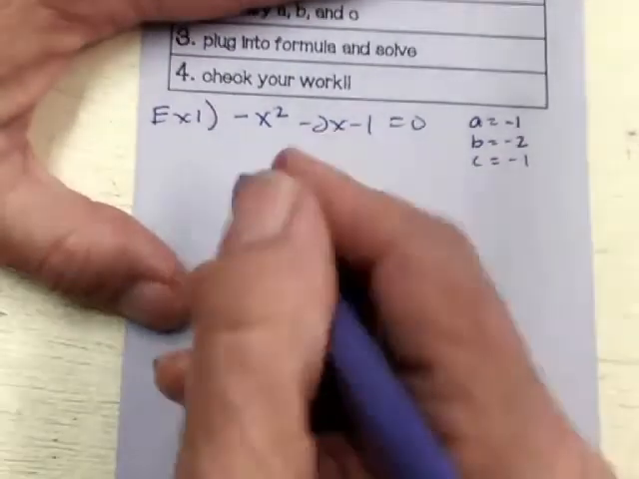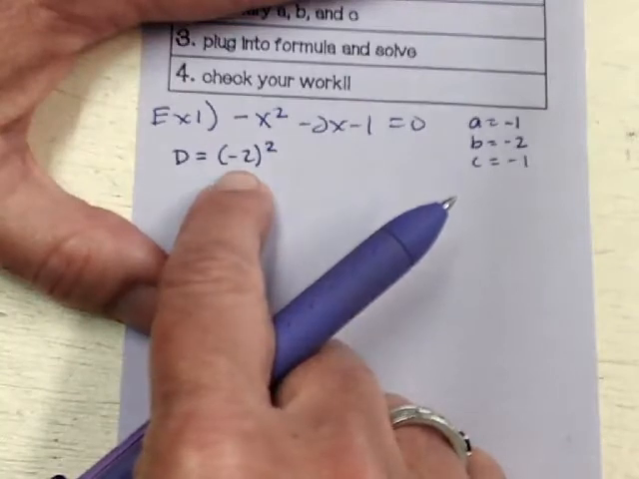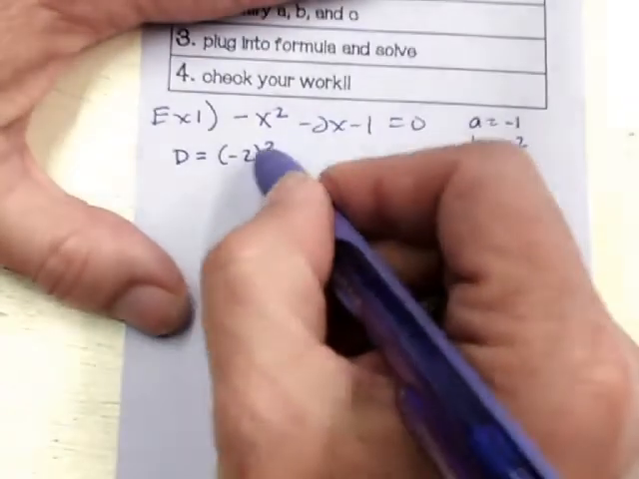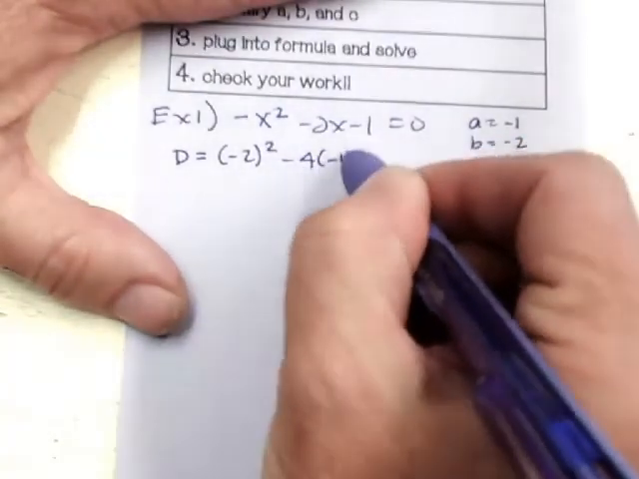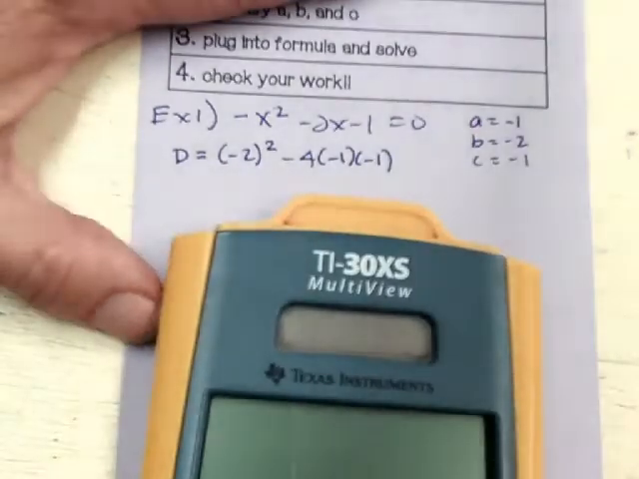So now, let's put it into our discriminant first. Our discriminant is b squared minus 4ac. You just need to be in the habit of putting the b in parentheses, because if it's negative and you're using your calculator and you don't use parentheses, it's going to mess you up. Plug that into your calculator.